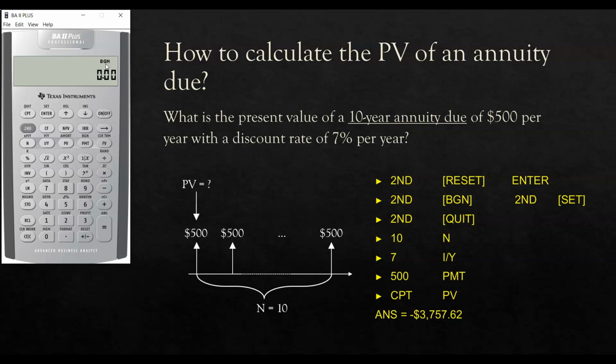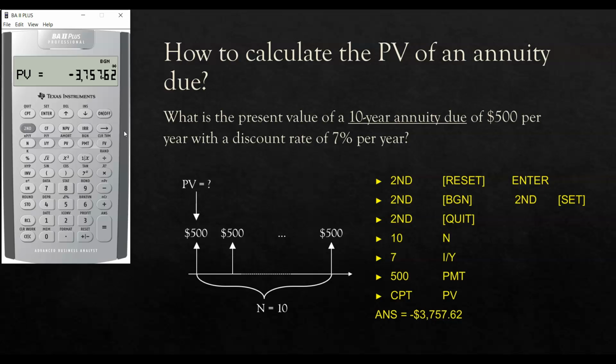But going forward, you may not want to stay in the BGN mode forever, because for some other calculation you might want to go back to the end mode. So you want to do second, reset, and enter to clear that out. As long as you see there's a BGN, you are in the beginning mode. Now we just do the other things we have. We put 10 for N, 7 for I/Y, and then 500 for my payment. And now I'm ready to calculate my present value.